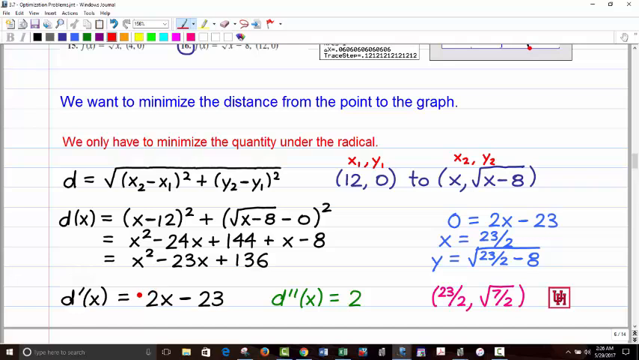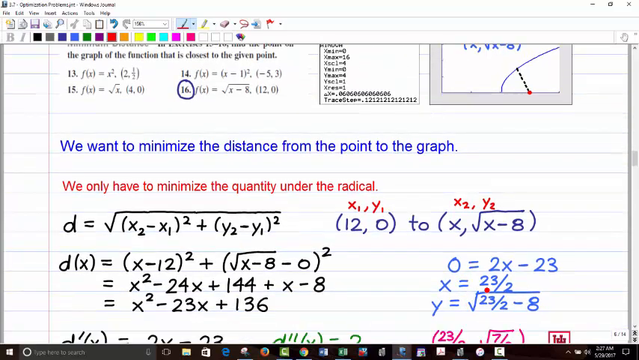And then everything's about the derivative, so we take the derivative. The derivative is 2x minus 23. I'm going to set that equal to 0. And here I'm showing the second derivative being positive, therefore that guarantees it's a minimum. And so it's 23 over 2 for the x coordinate.